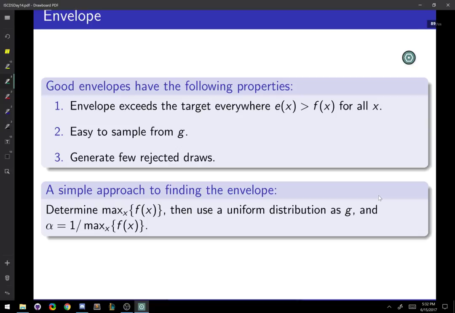It could actually be greater than or equal. If it was equal, there would be no need for it. Easy to sample from g and generate few rejected draws. What's the target? The target's the one you want to sample from. That's my goal.